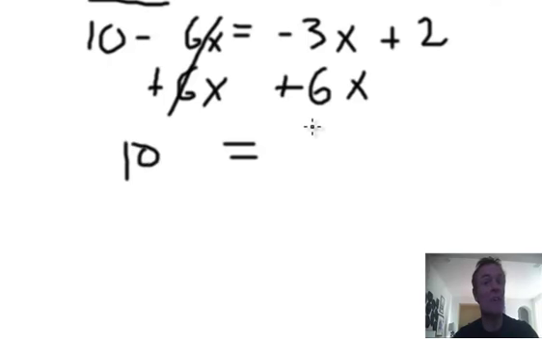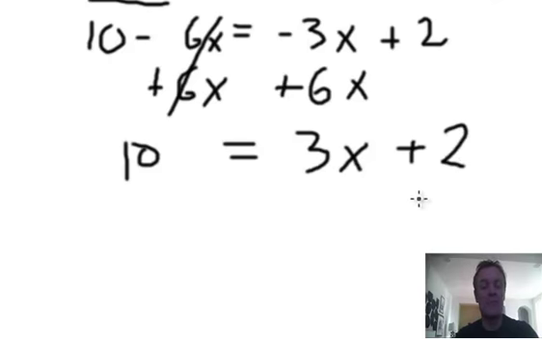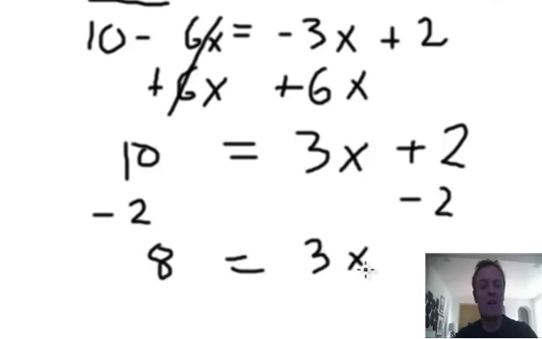This is now, what's negative 3x plus 6x? That's 3x. I've got positive x's. Doesn't really matter whether you've got negative or positive. You're all college algebra students. I'm now going to take away the 2. Take away the 2. That's 8. That's 3x. Divide both sides by 3. Then x is going to be 8/3.